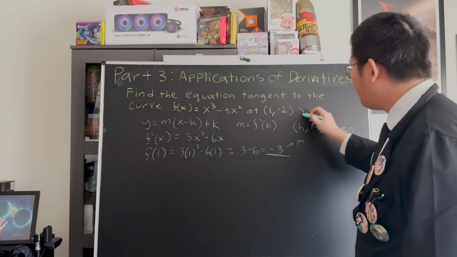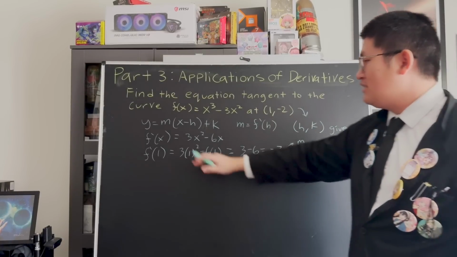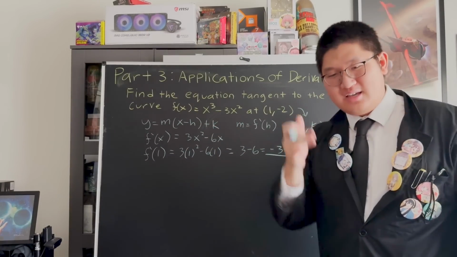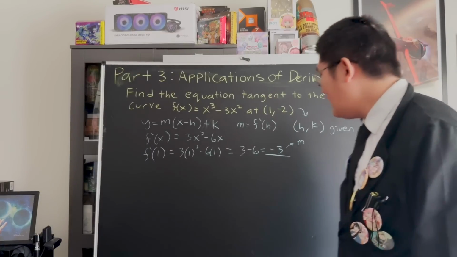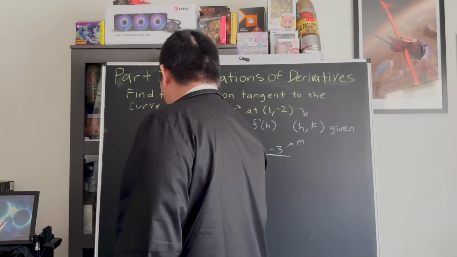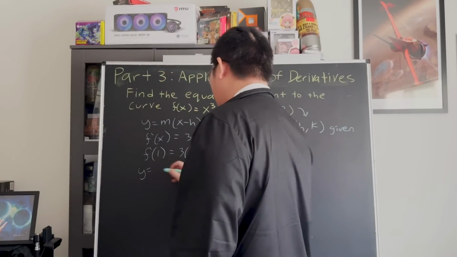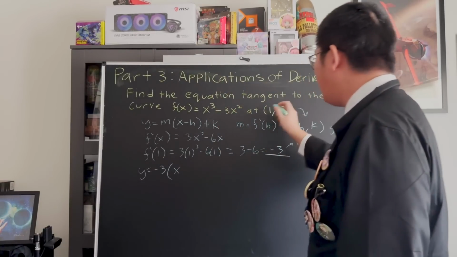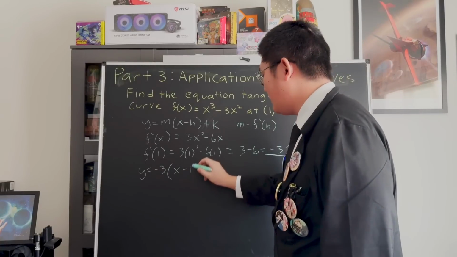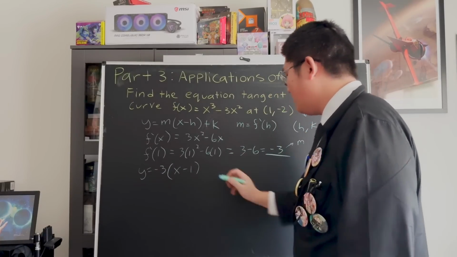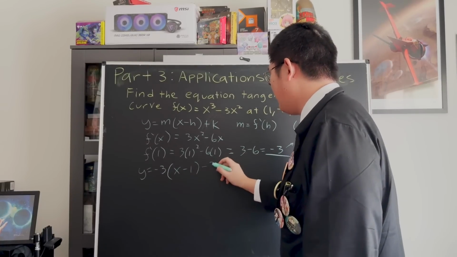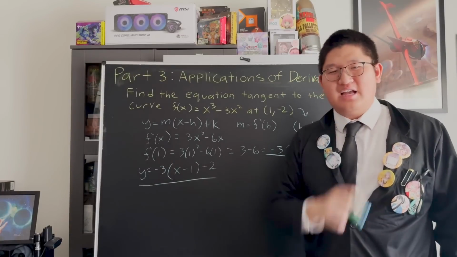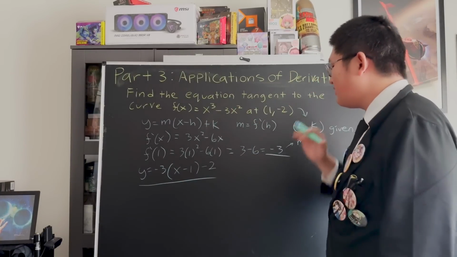Now that we were given the point 1 comma negative 2, it looks like we have m, h, and k, and we can plug everything in and call it a day. So y equals the slope of negative 3 all multiplied by x. Now remember, it's minus h, so it's minus 1, and then plus k, leaving it as is. In this case, it will be just minus 2 at the end. And would you look at that, that is the tangent line equation for this curve at that specific point.